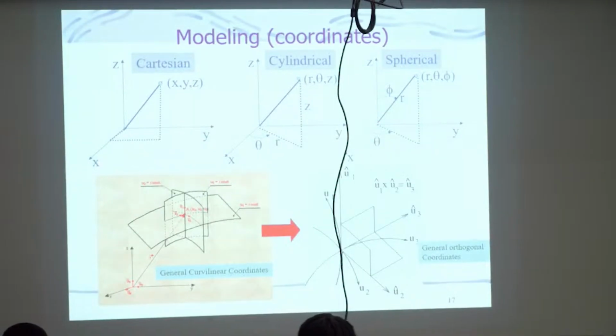So in other words, if I'm solving the problem in the Cartesian coordinate system, then my governing equations have to be written in the Cartesian coordinate system. If I'm solving the problem in the cylindrical coordinate system, then the governing equations have to be transformed into the cylindrical coordinate system. If I'm solving a problem in the spherical coordinate system, then the governing equations have to be transformed into the spherical coordinate system.